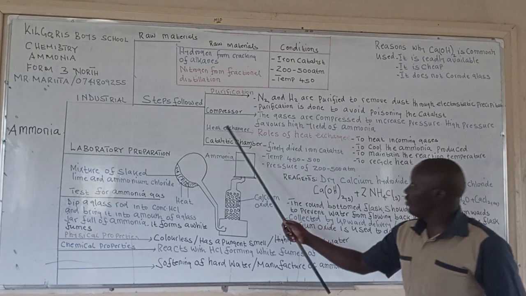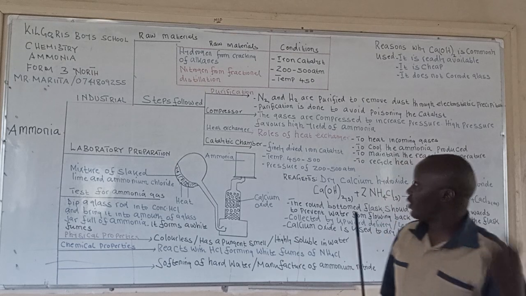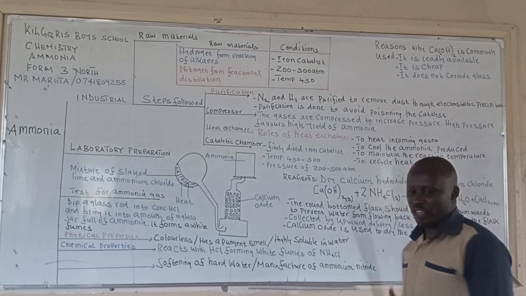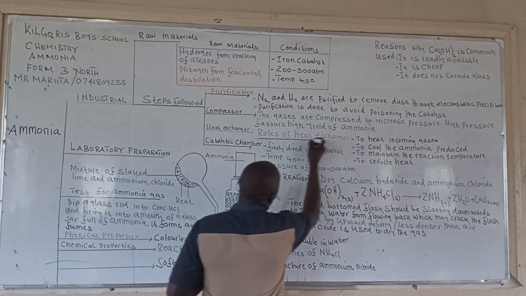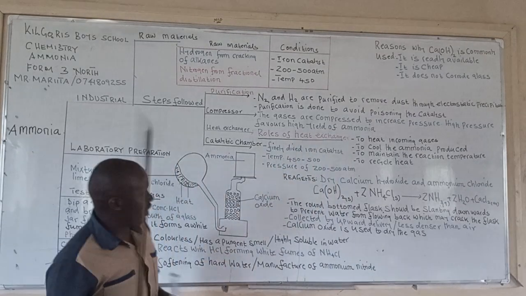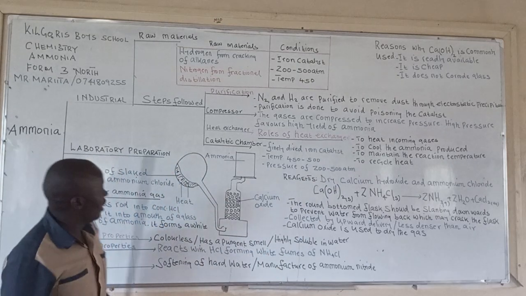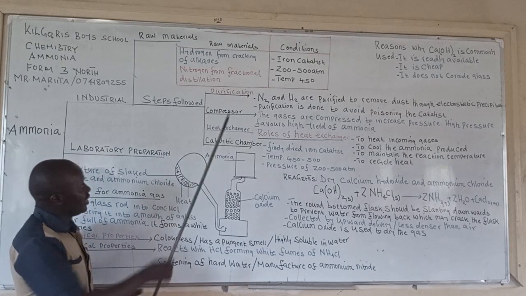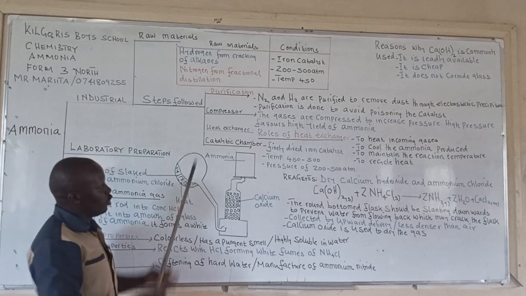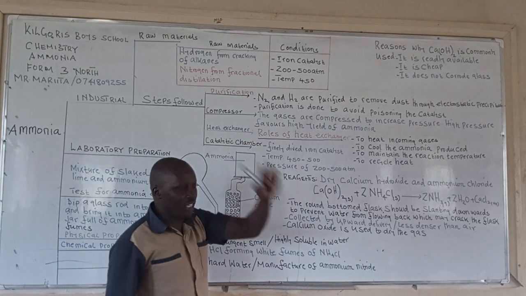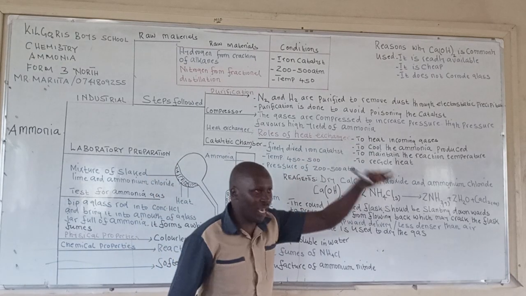Another step is the heat exchanger. The main thing you are supposed to know about the heat exchanger is its role. What is the purpose of the heat exchanger? One, it is to heat the incoming gases, for instance the incoming nitrogen gas and hydrogen gas. So the role of the heat exchanger is to heat the incoming gases.